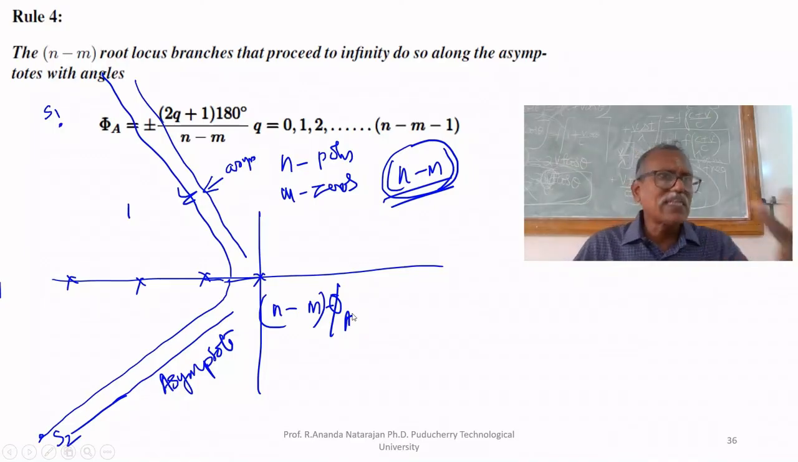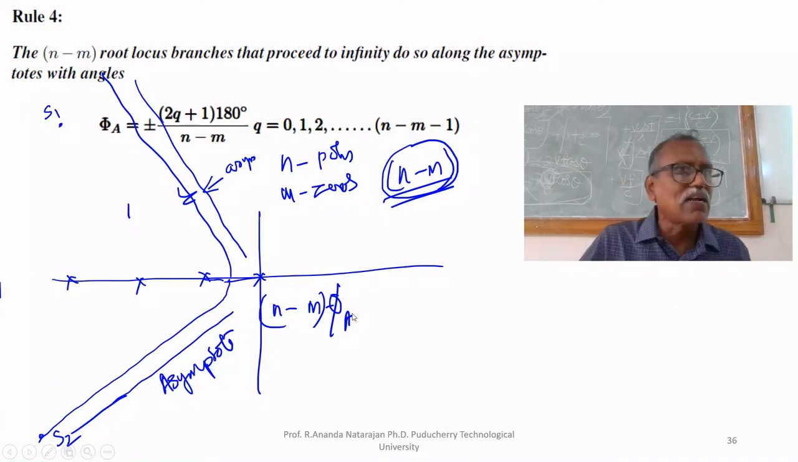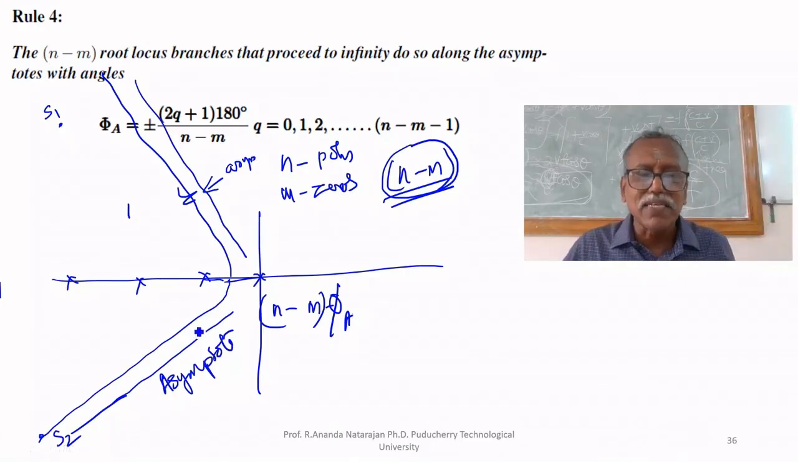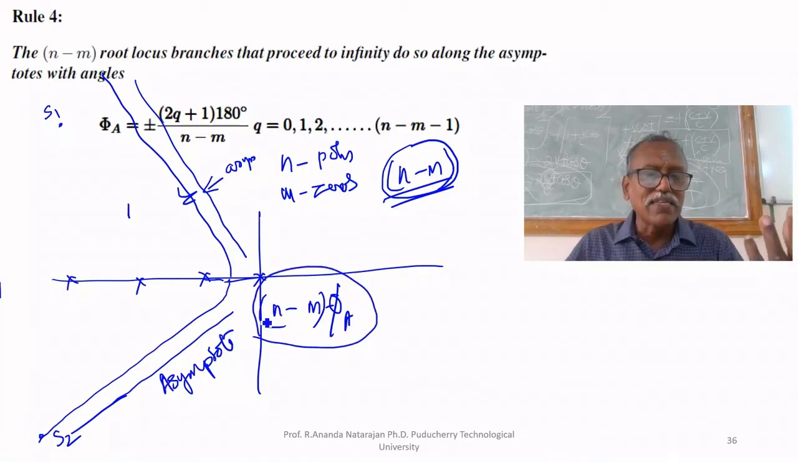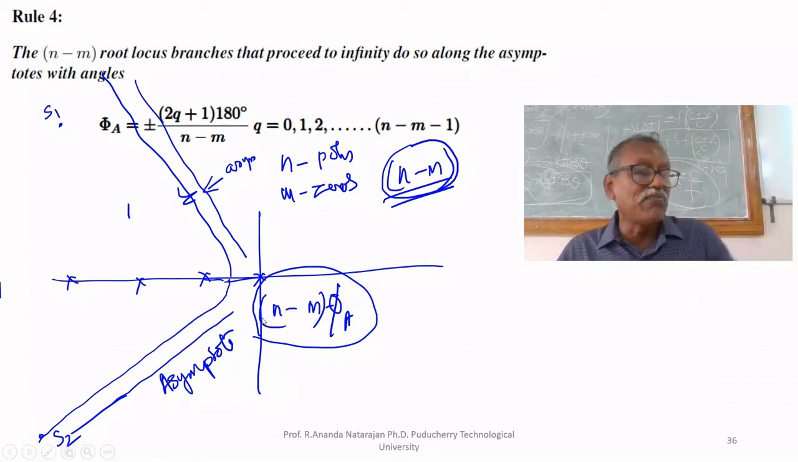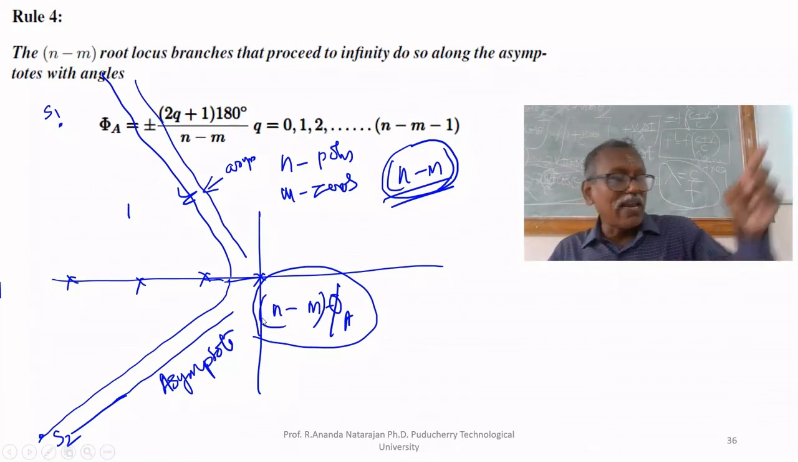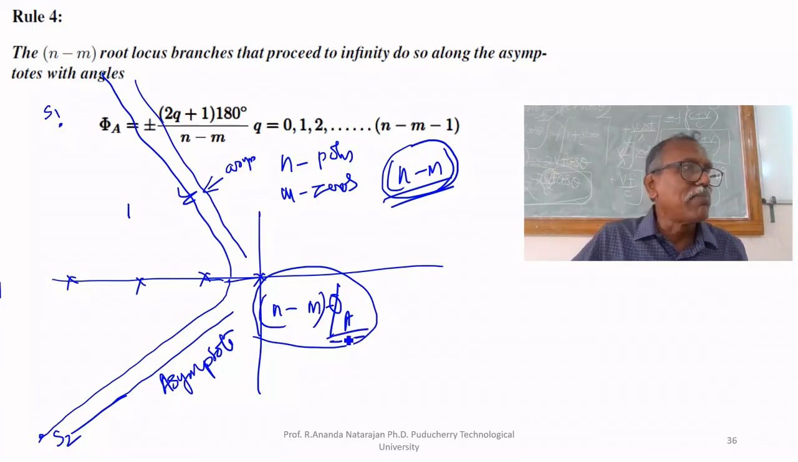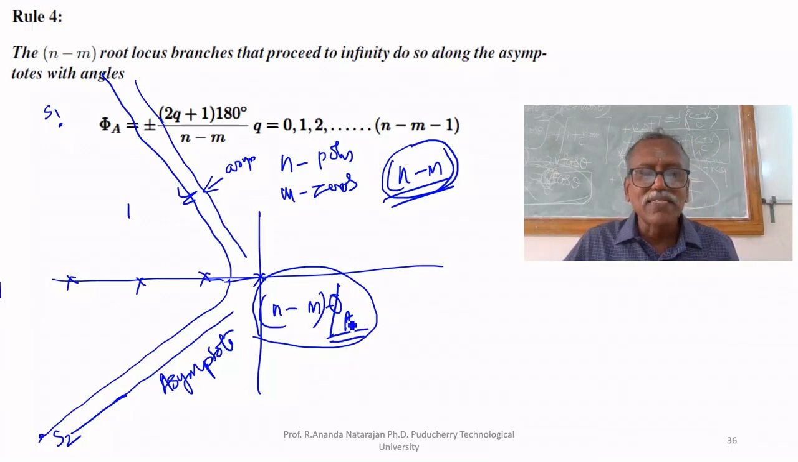What is the total angle made by all these points? N minus m multiplied by phi a. Am I correct or not? Each gives an angle of phi a. How many points at infinity? N minus m points at infinity, so n minus m branches end at infinity. Therefore, for the angle made by all these points, S1, S2, S3, etc., if you draw a line from infinity to the pole, that angle is phi a. Therefore, the total angle made by all these lines equals n minus m multiplied by phi a.